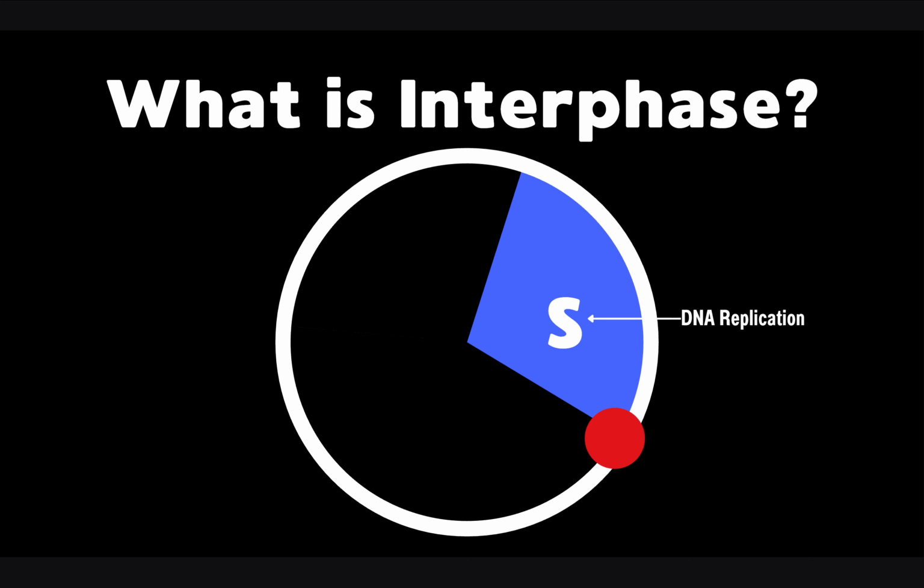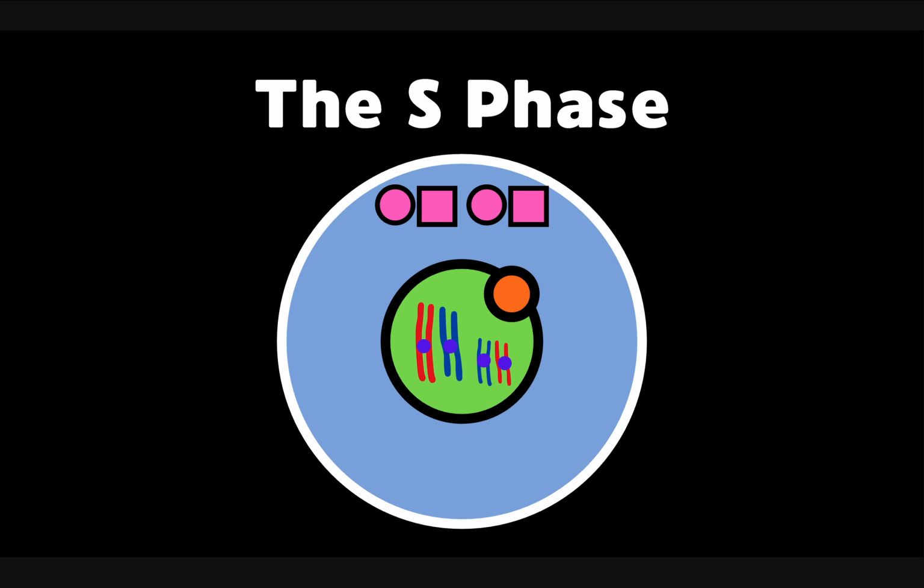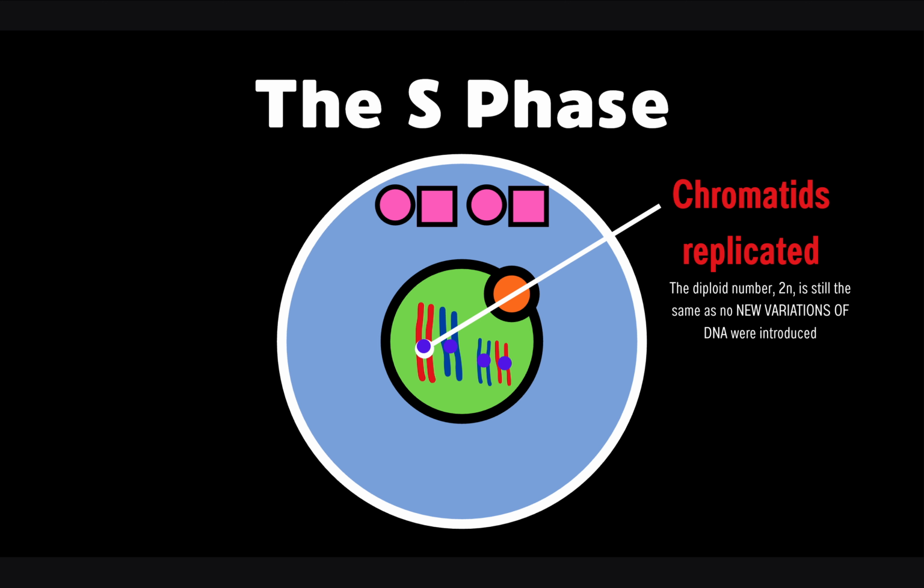In the S phase is when the DNA is actually physically going to be replicated, and that S checkpoint ensures that the replication is accurate and nothing's going wrong with it. So now let's look at a cell in the S phase. We can see some things have obviously changed. First of all, there are 2 centrosomes now. So the centrosomes have been duplicated. The chromatids have also been replicated. So now there's 2 of each variant of chromatid.